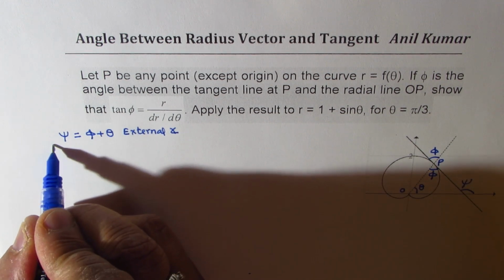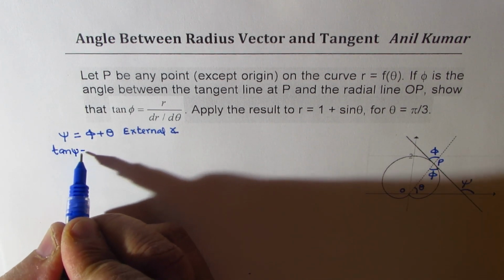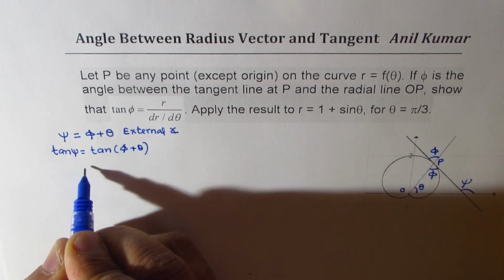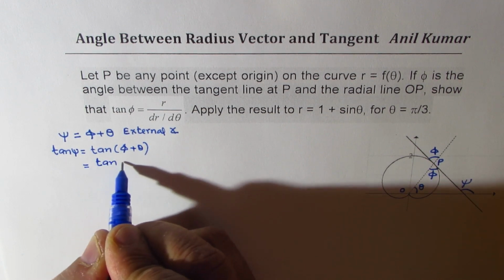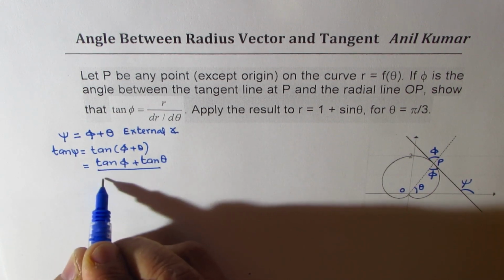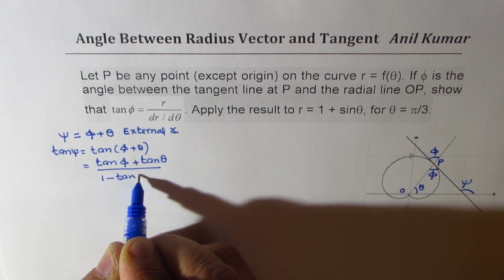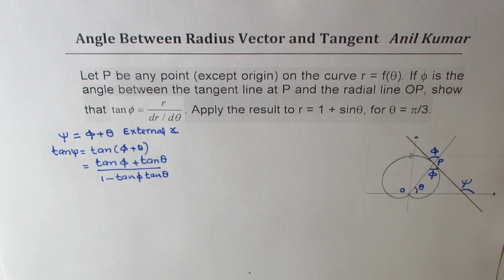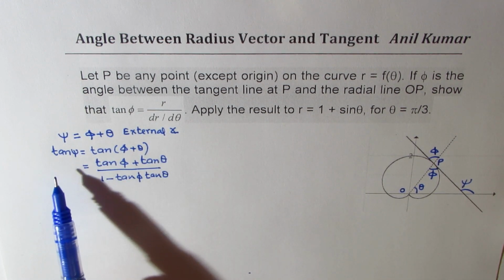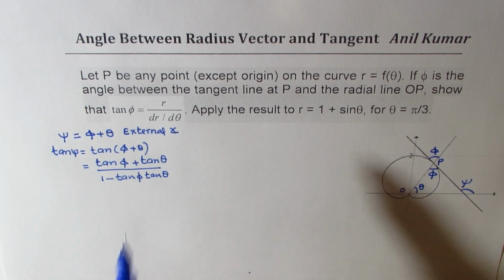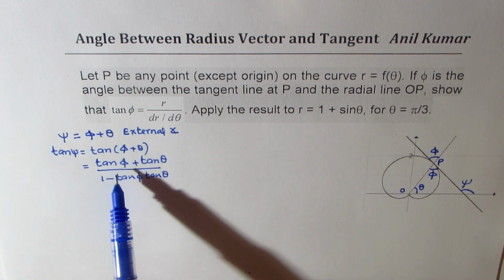So we can write that tan psi is equal to tan of phi plus theta, which is tan phi plus tan theta over 1 minus tan phi tan theta. So that's the formula which you are very familiar with. So we get tan psi, which is basically the slope of the tangent line, can be written like this. Now we have to find what tan phi is.